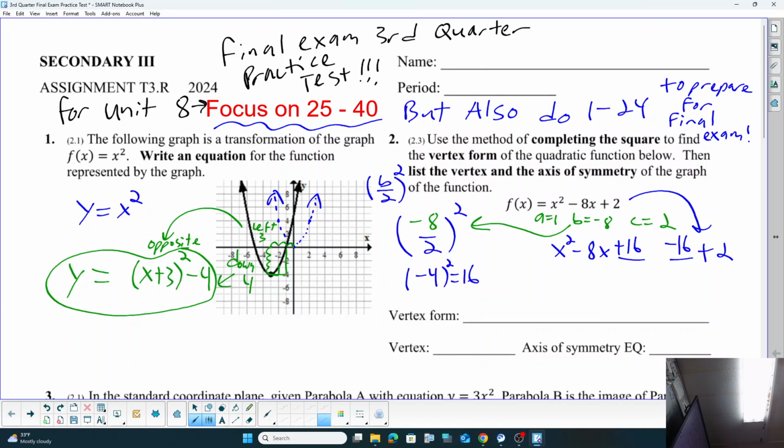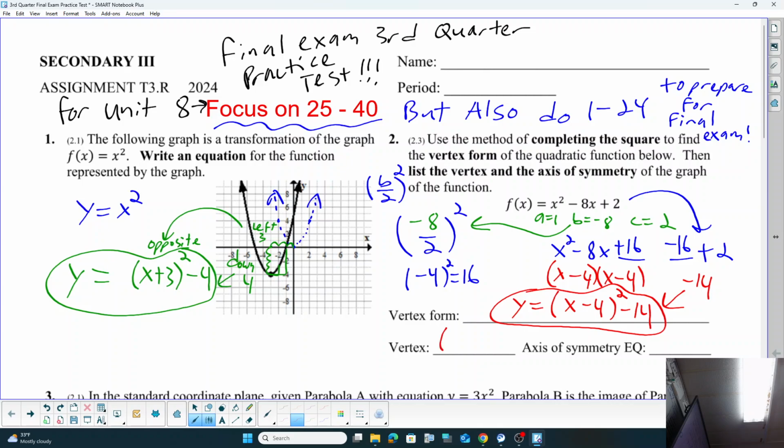Cool. So now we're going to go ahead and factor that guy. So that factors into x and x. Factors of 16 are 4 and 4. Minus and minus. So now we have x minus 4. There's 2 of them, so that means all squared. And then minus 16 plus 2 is minus 14. And so we bring that back. And so that is called vertex form. And our vertex is opposite the -4. It's actually a +4, minus 14. And our axis of symmetry is x equals 4.